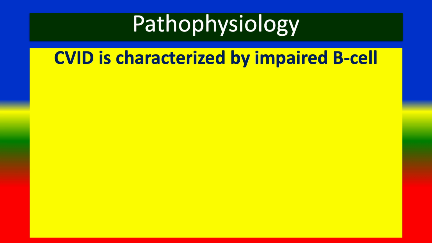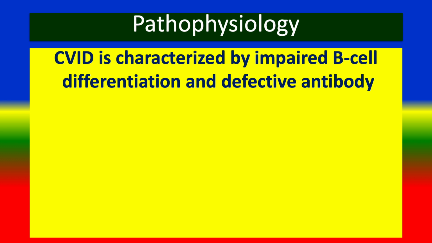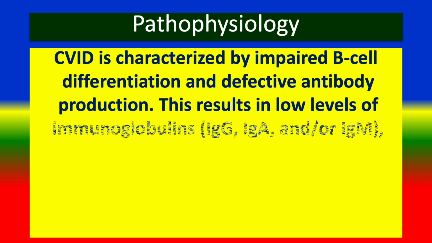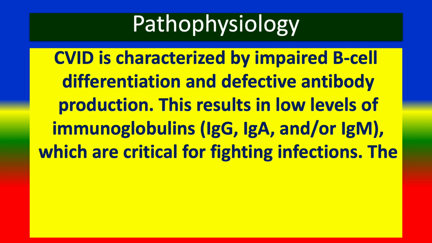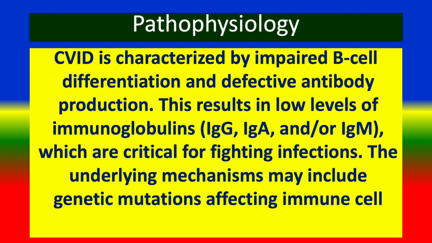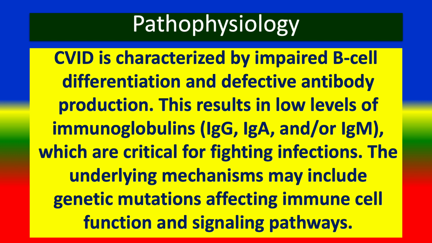Pathophysiology. CVID is characterized by impaired B cell differentiation and ineffective antibody production. This results in low levels of immunoglobulins, which are critical for fighting infections. The underlying mechanisms may include genetic mutations affecting immune cell function and signaling pathways.